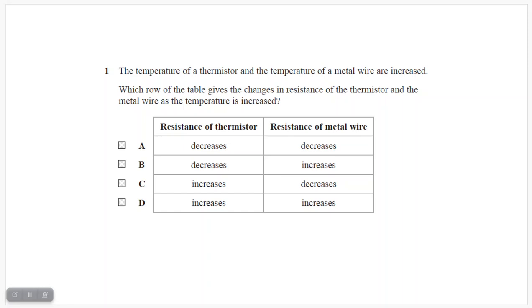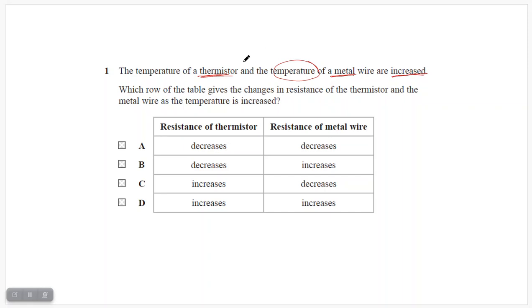Let's look at question number 1. The temperature of a thermistor and the temperature of a metal wire. So you're dealing with a thermistor and a metal wire, and what you have done is you have increased the temperature.